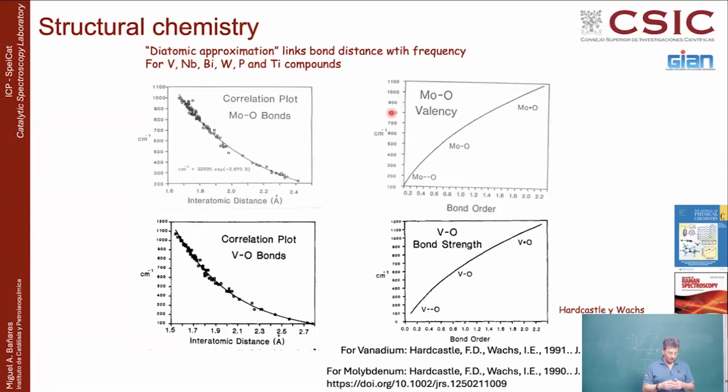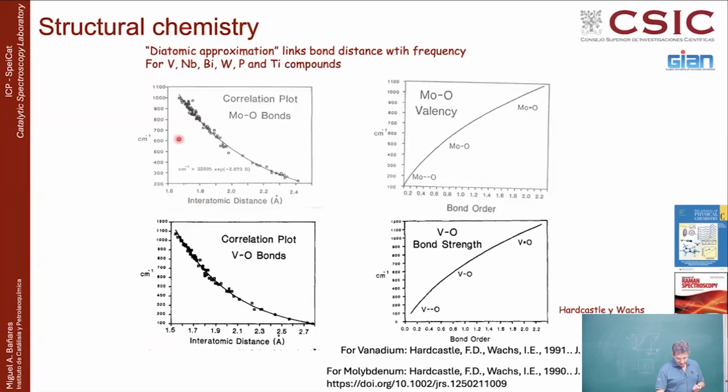Here you have it for the case of molybdenum and for the case of vanadium. But they reported that, you can see, vanadium, niobium, bismuth, tungsten, phosphorus, and titanium compounds, where at least this correlation happens. So this is an experimental correlation where basically what they are observing is that the frequency of the metal-oxygen bond essentially corresponds to a given bond length. Of course, the higher the frequency means there is more energy, they are more strongly bound, and they are closer because there is a stronger attraction.